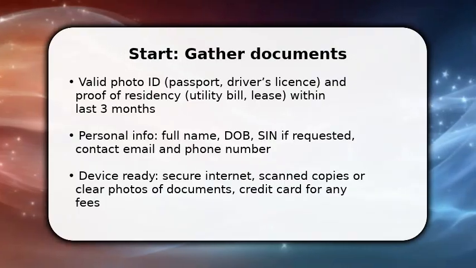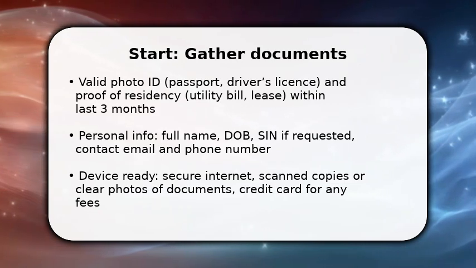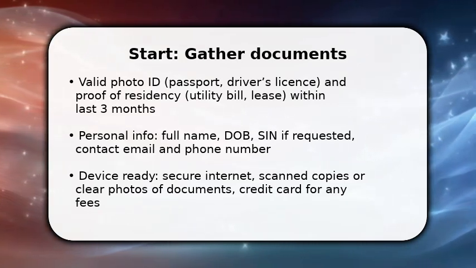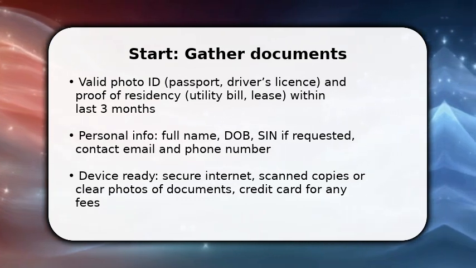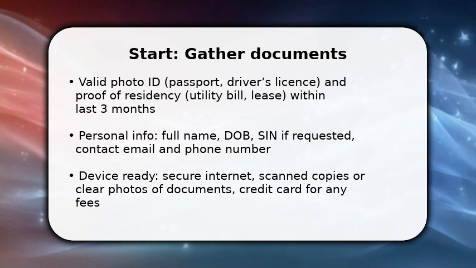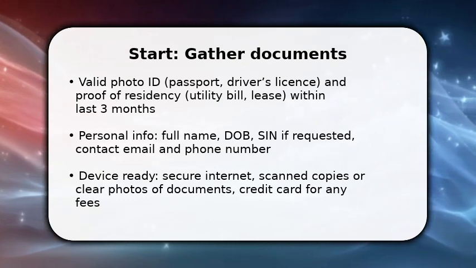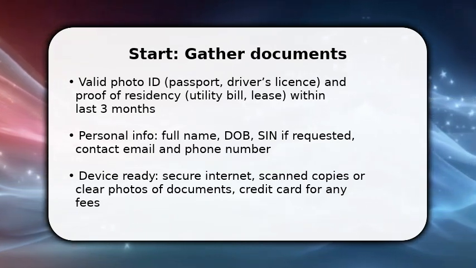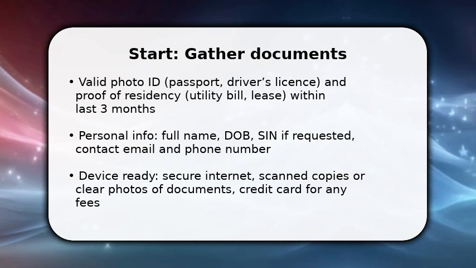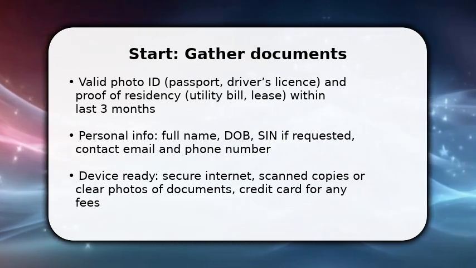You begin by collecting what the online form will demand and why it matters: proof of identity and residency speed verification. Once done, scan or photograph your documents at 300 dpi and save them as JPG or PDF. This prevents rejection for poor quality. Make sure your device has a stable connection and a payment method if a fee applies.